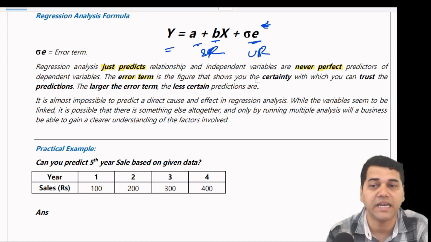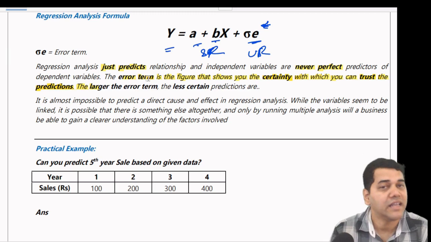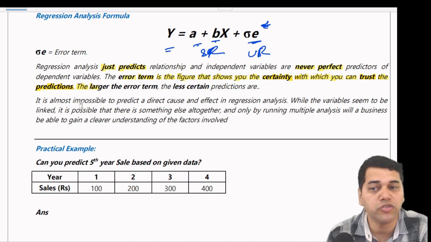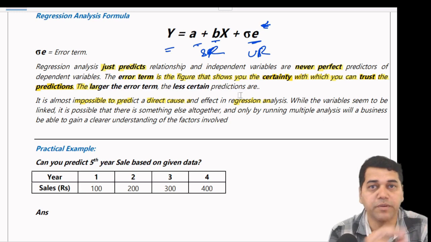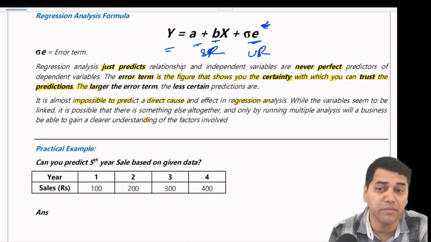The error term is the figure that shows you the certainty with which you can trust your predictions. If the error term is big, then your predictions are less certain. If the error term is small, then somebody is more confident about your prediction. It's almost impossible to establish a direct cause and effect in regression analysis. By doing this analysis, you can never say that my marks depend only on this, or share price depends only on this. While the variables seem to be linked, it is possible that there is something else altogether.